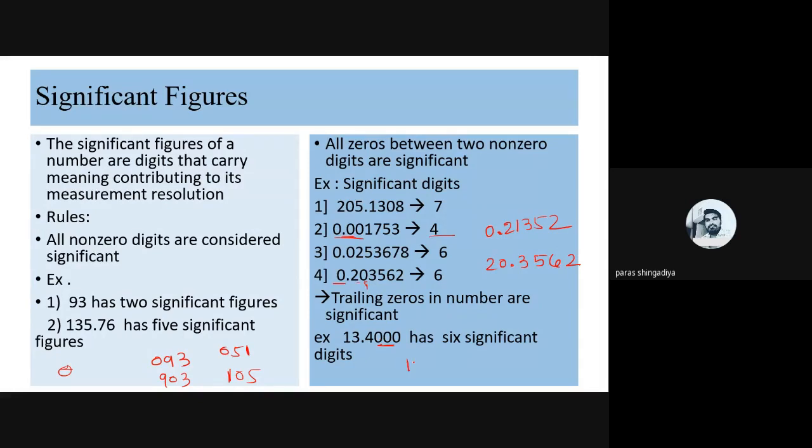If you consider 130, how many significant digits are there? 3. But if I write 013, how many significant digits will there be? 2. Here it is 3, here it is 2. Clear? If you write 103, how many significant digits will there be? That is 3 also. So this way we can check the number of significant digits.